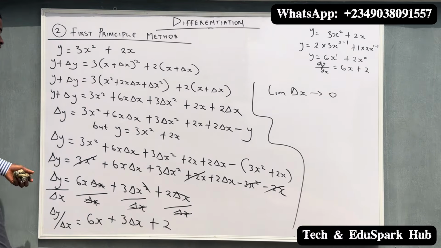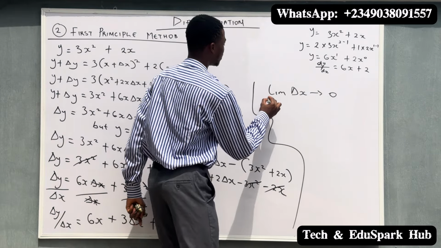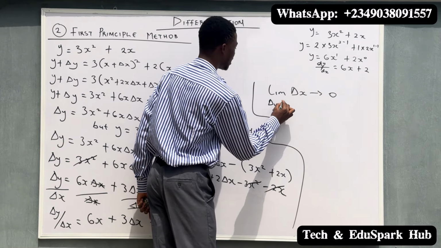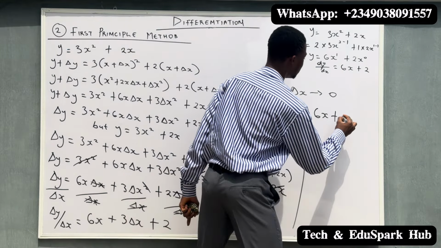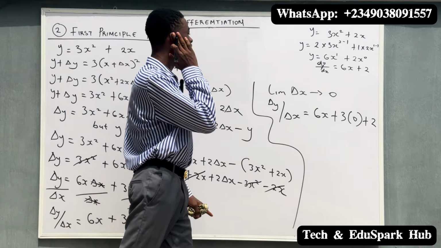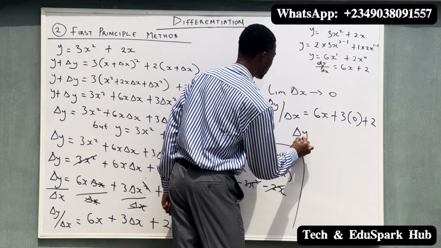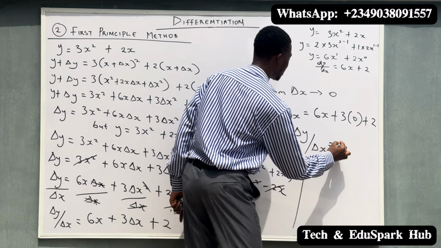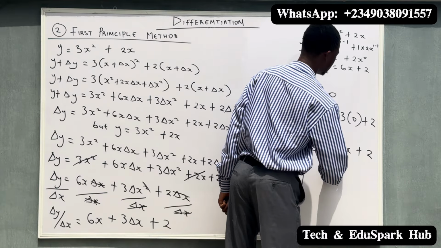If you are still having change in x in your final answer, you will limit the change in x to 0. So we now have our change in y divided by change in x equal to 6x plus, so we now have 3 change in x, but we are going to limit it to 0. So we have 3 open brackets 0, and lastly we have plus 2. So anywhere you see change in x, you are going to change it to 0. So we have our final answer, which is change in y over change in x, given as 6x plus 2. Because when you multiply this by 0, you are going to get 0. So 6x plus 2 is correct.